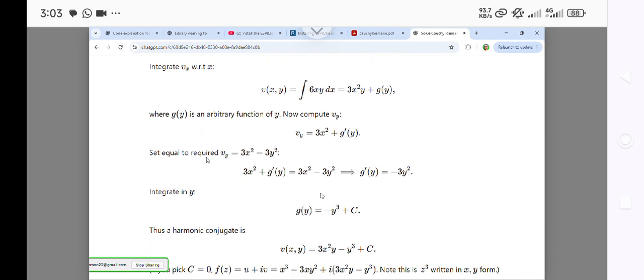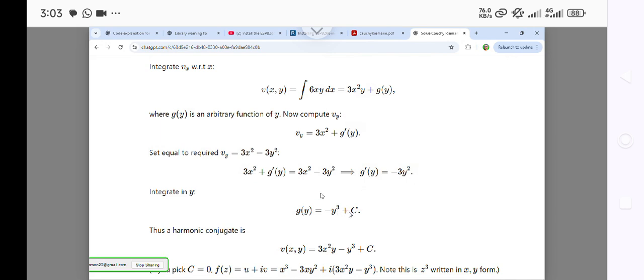So we set them equal, equating this one with the one at the top I showed you before. When you equate them, you see that g prime of y is equal to minus 3y squared. Now when you want to get the main g of y, you integrate, because this is a differentiation already. You integrate g prime of y by adding 1 to the power, that's 3, and dividing by that 3, you have minus y cubed. Then you add your constant c.